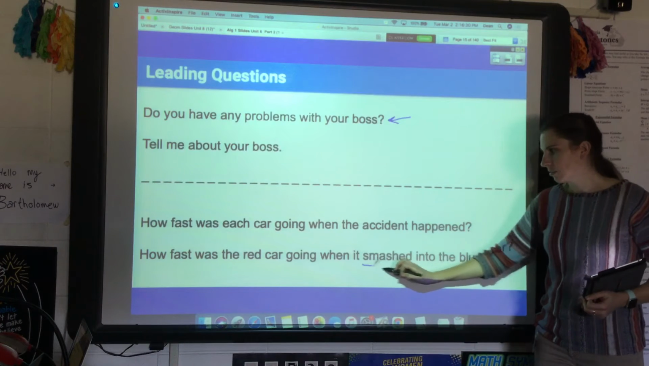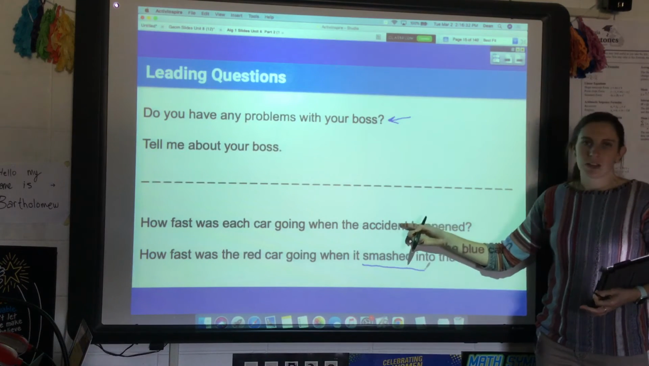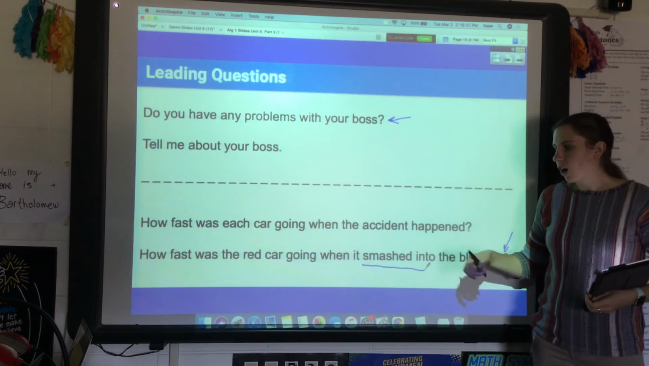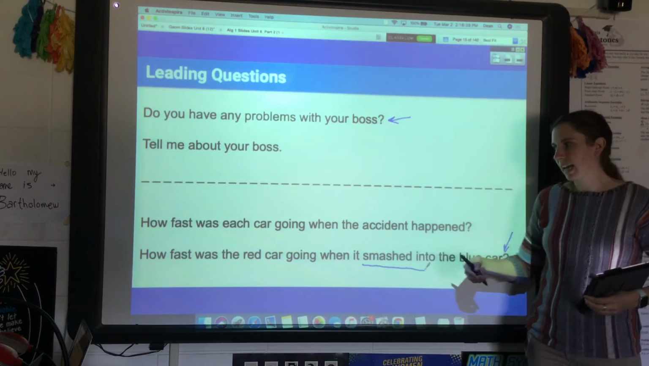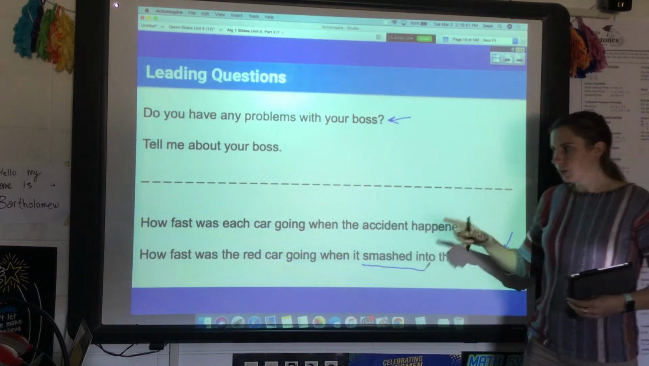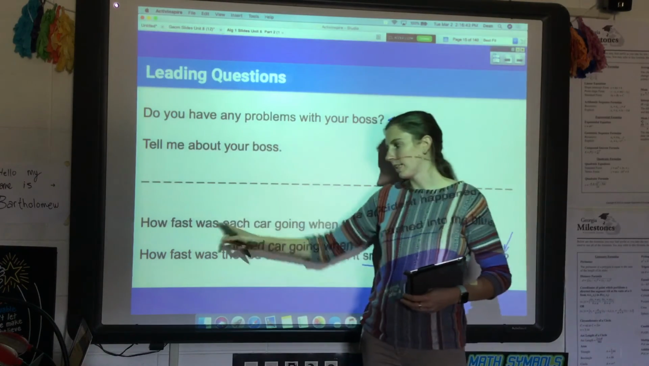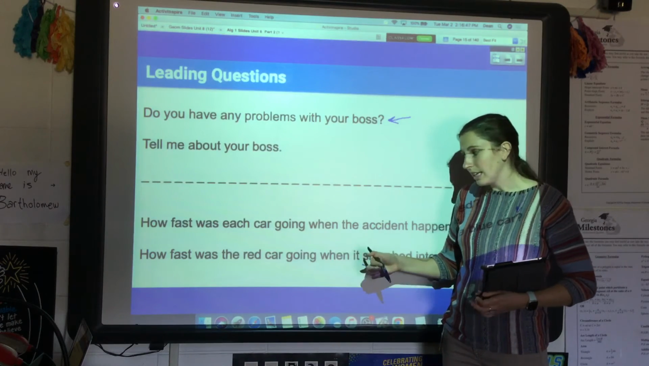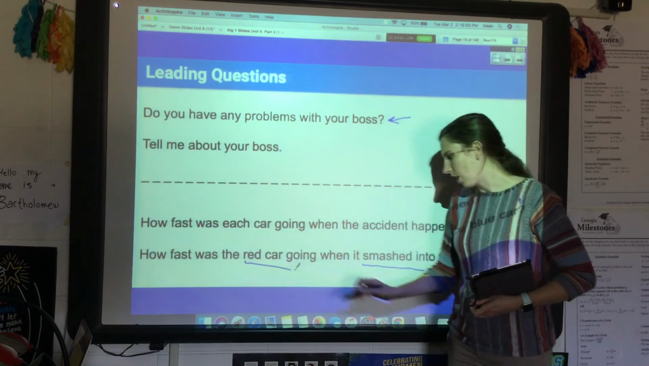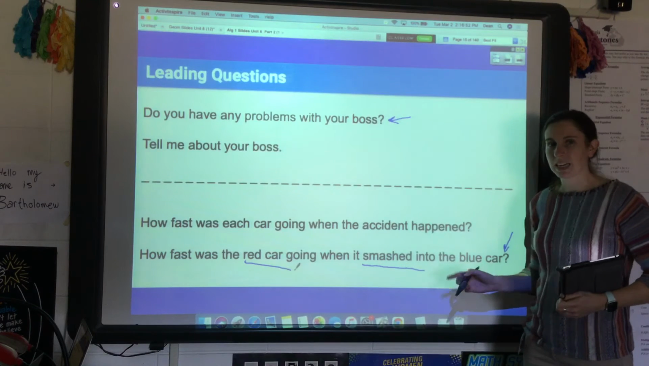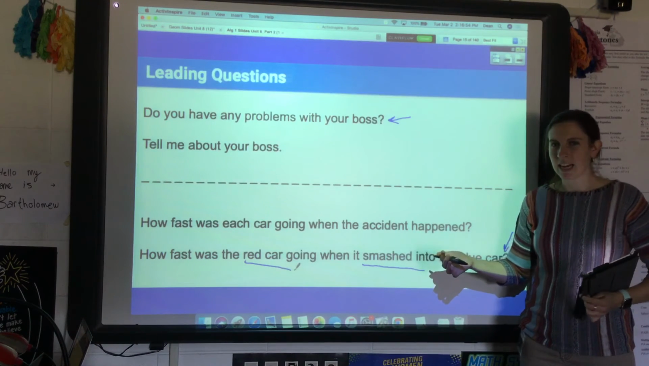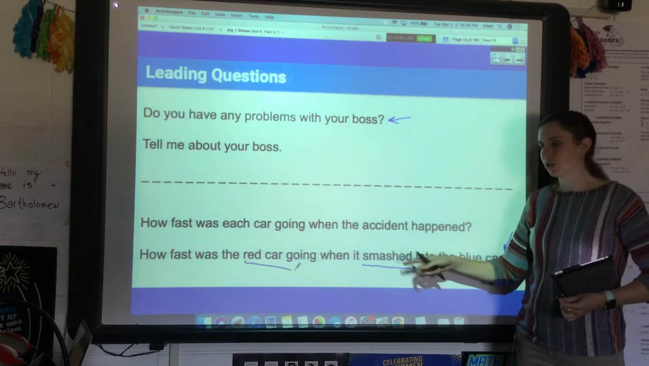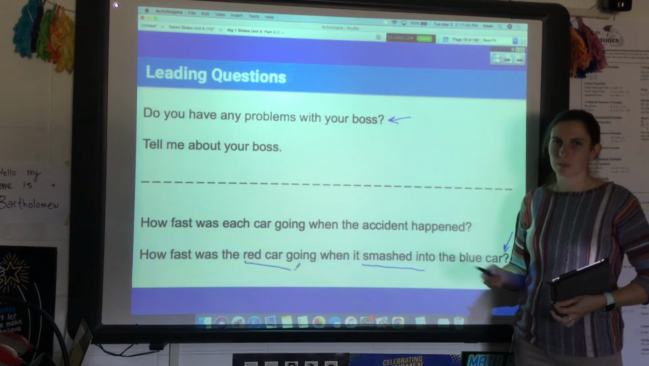It says smashed rather than just the accident happened. So it's already leading you to think it's a really bad accident. Also, on the first one, it just says, how fast was each car going? But on the second one, it leads you to say the red car hit the blue car. It assumes that fault already. And so you're more likely to confirm that and to describe it in more dramatic terms because it smashed into the blue car.